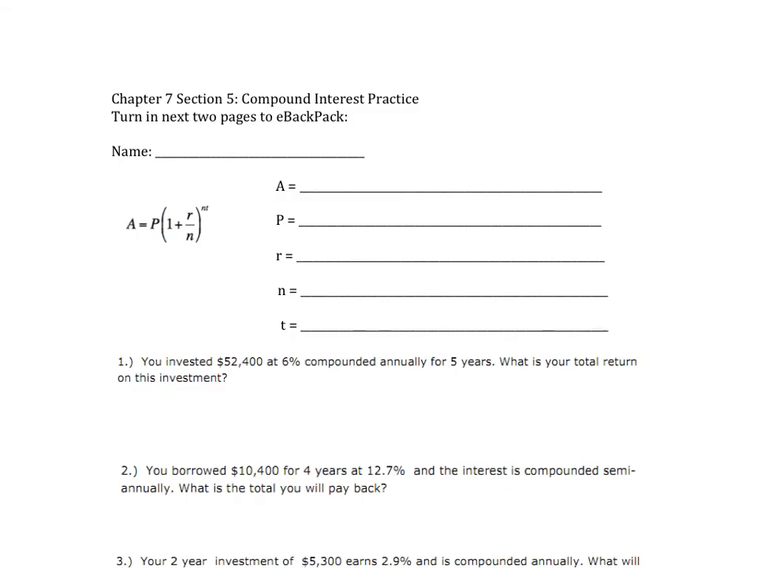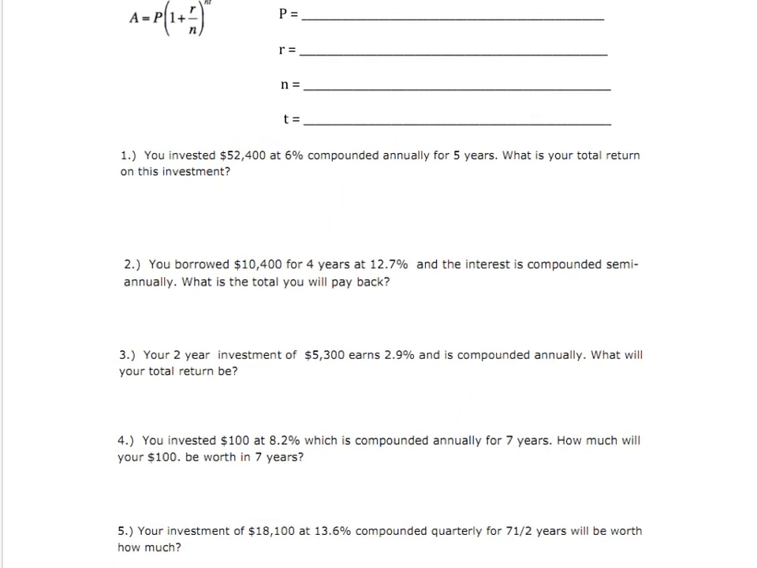And then on the next page, you're really just using your notes to fill in this table here. And then the rest of the problems, you have to watch out for what you're going through and solving. So for example, if we look at number 1, it says you've invested $52,400 at 6% compounded annually. So again, you're not going to have to divide anything for 5 years. What is your total return on the investment?